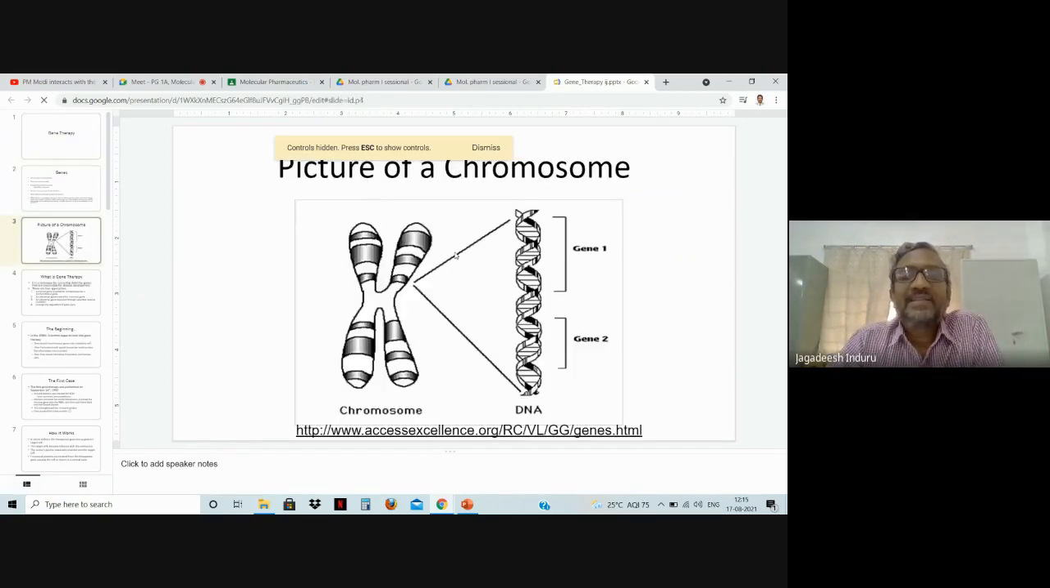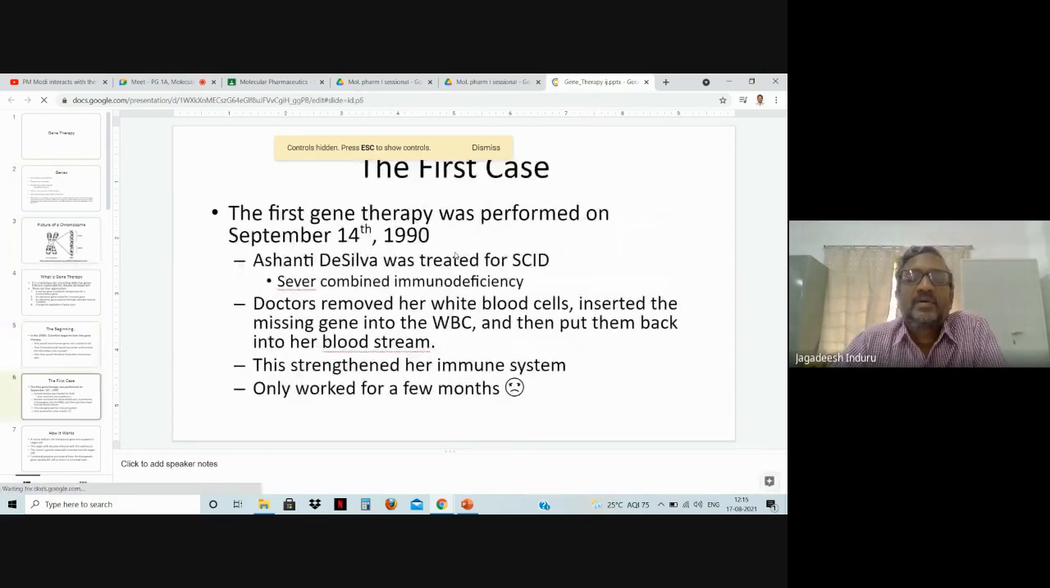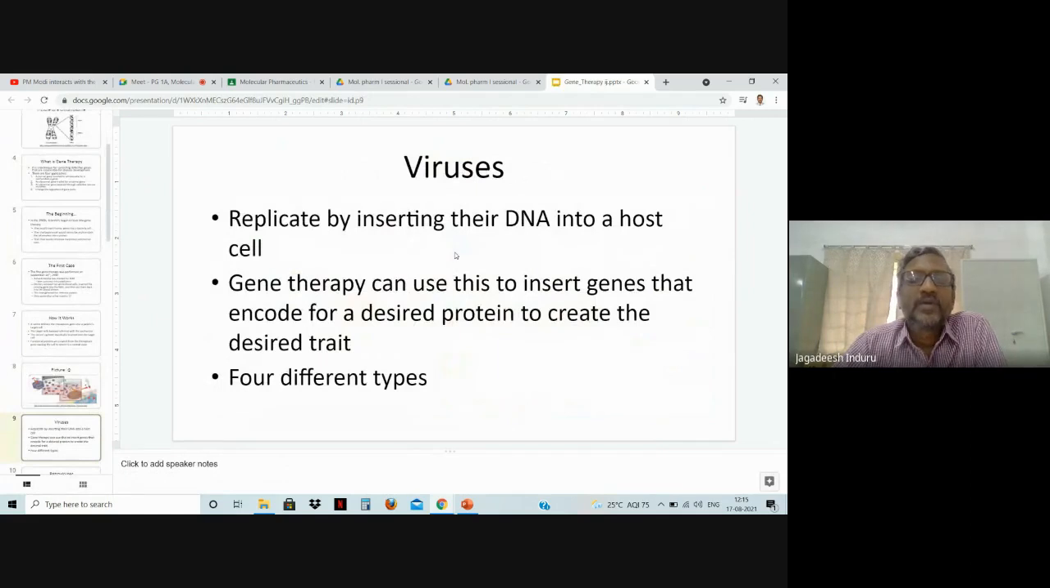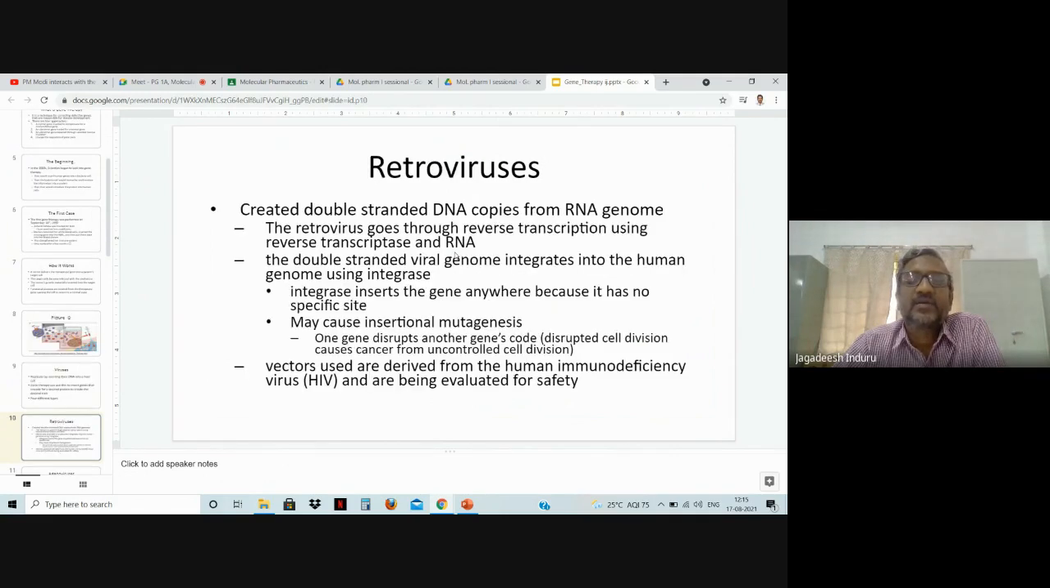So we have already seen that there are 4 different types of vectors which we are going to use, and what the vectors used in gene therapy are, and how we make these changes in the gene. We want to make it possible within a particular cell of the human body. So for that purpose, we have 4 types of vectors.